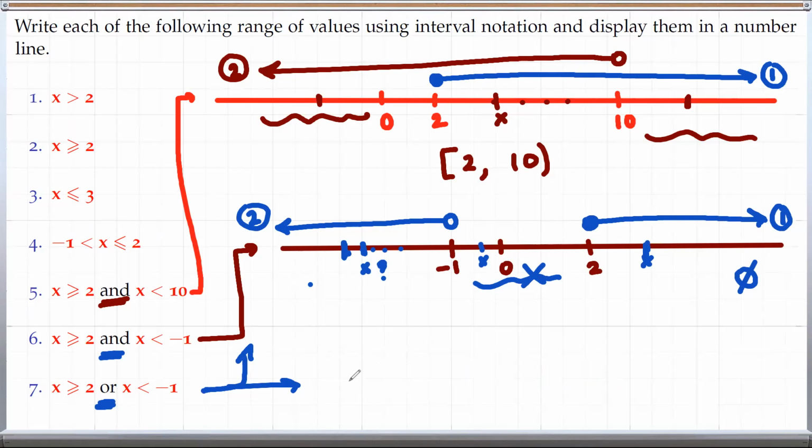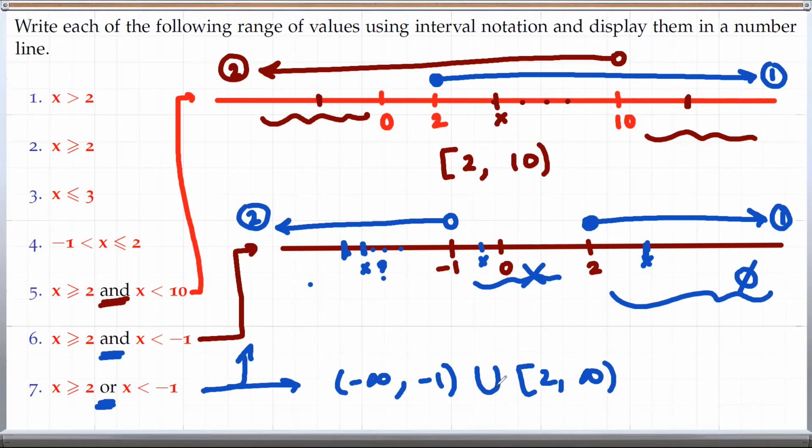So this means we can have any real number from negative infinity to negative 1. And then we can have any real number over here from 2 to infinity. And we can include 2 because we have a solid dot at 2. And we connect them by union. So union means x can be in this interval or in that interval. So the solution for number 7 is any real number over here or any real number over here.